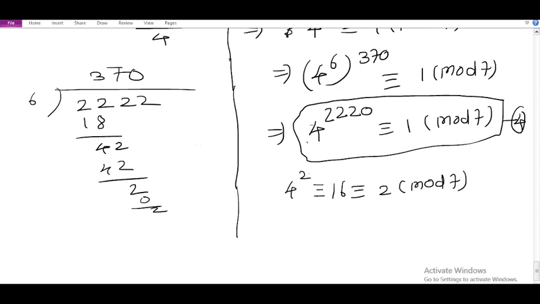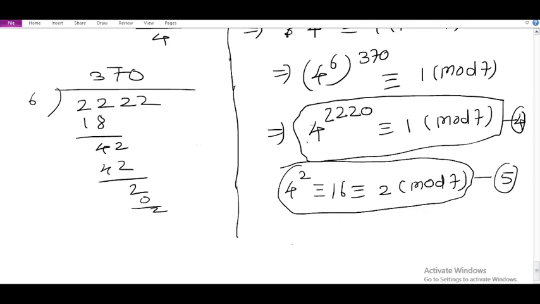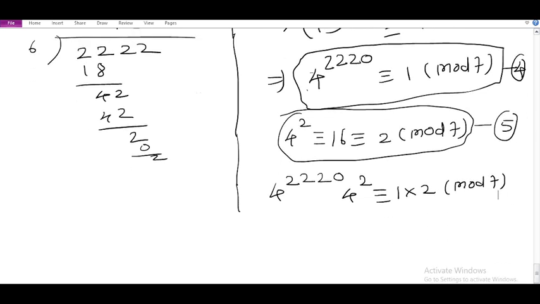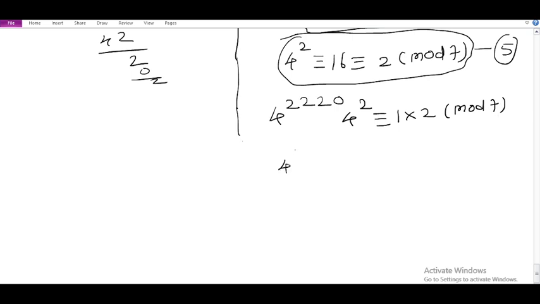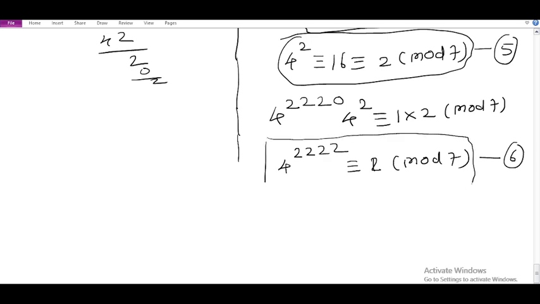So if you multiply these two equations, say this equation number 5, we get 4 raised to 2220 into 4 raised to 2 congruent to 1 into 2 modulo 7. But this implies 4 raised to 2222 is congruent to 2 modulo 7. Okay, so say this is equation number 6.